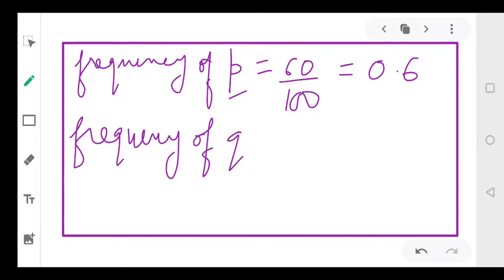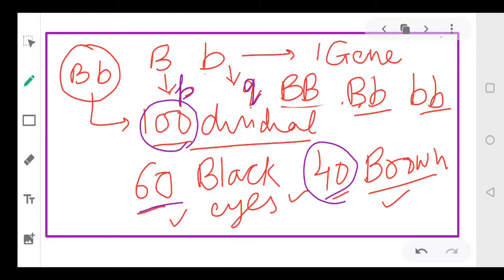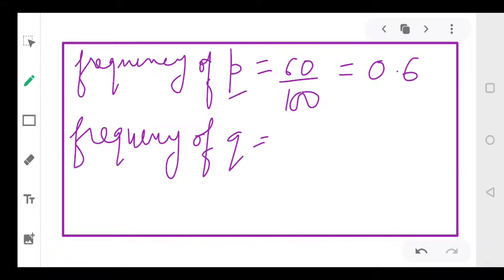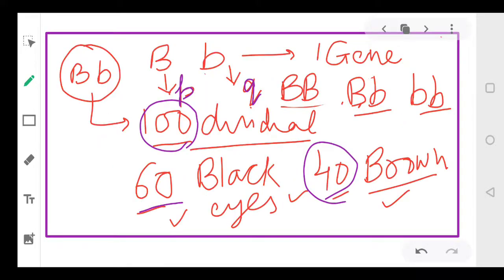Now let's calculate the frequency of Q. What is the number of individuals that are brown? 40. And what is the total? 100. So it will be 40 upon 100, so 0.4, isn't it? I hope there is no doubt. There is one gene that is coded by capital B and small b. So we are talking about a population that has 100 individuals. 60 people are black, 40 people are brown.